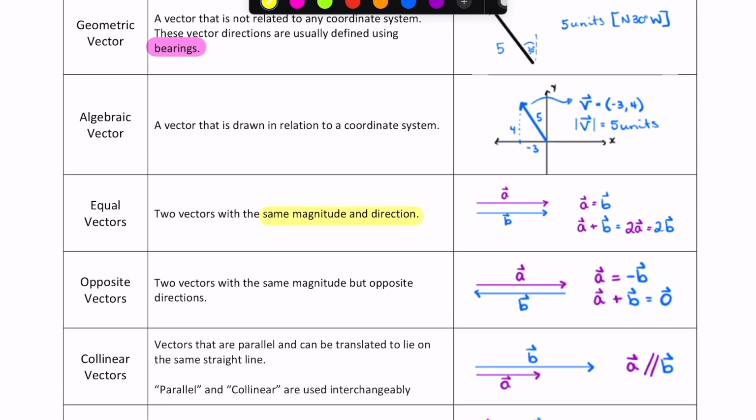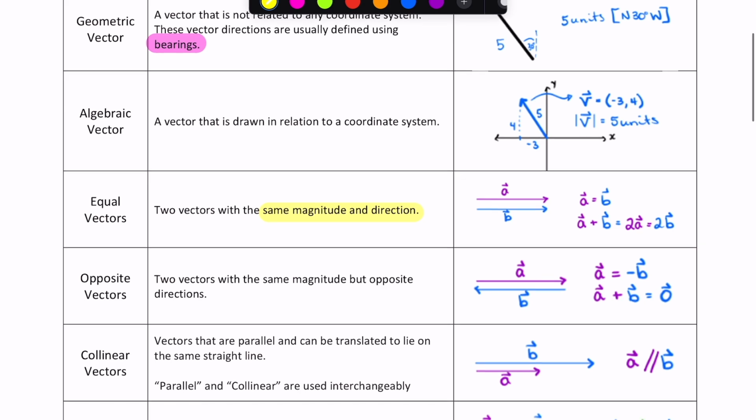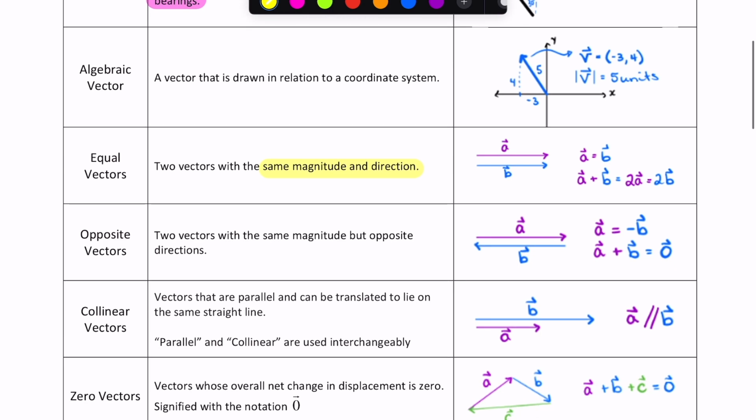And so here we see that vector A plus vector B is equal to 2a, which is equal to 2b. So again, they're equal, which means that they have the same magnitude and the same direction. So here we see that vector a starts from the left and then moves to the right, same with vector b. Now look at opposite vectors: two vectors with the same magnitude. So again, the length or size is the same, but in opposite directions.